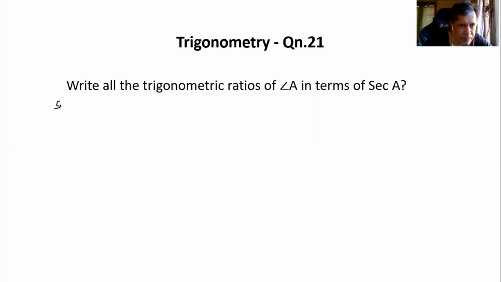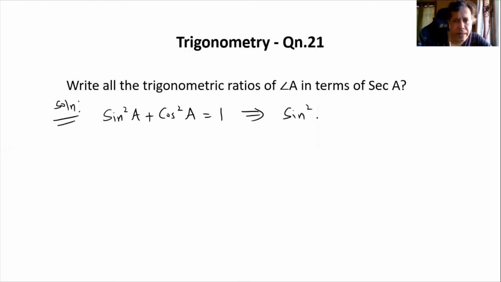So first one, we are focusing on sin A, right? So let us choose the first trigonometric identity, which is sin square A plus cos square A equal to 1. So that can be written as sin square A is equal to 1 minus cos square A. Again, I can write sin square A is equal to 1 minus. We are interested in converting everything into secant.